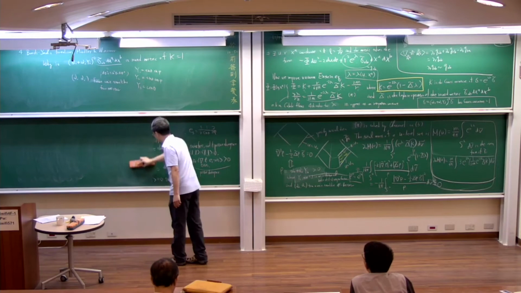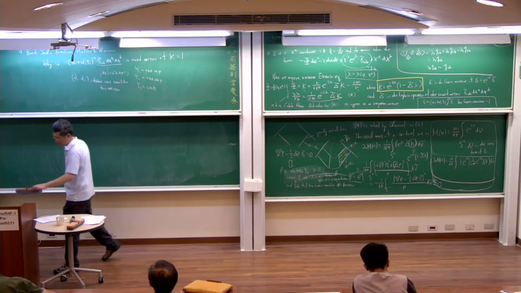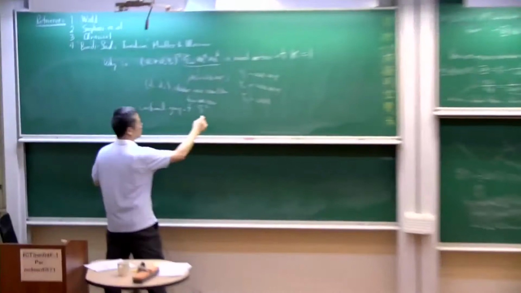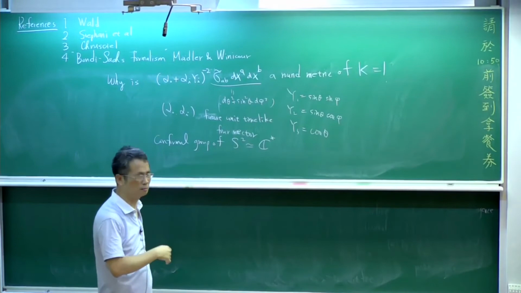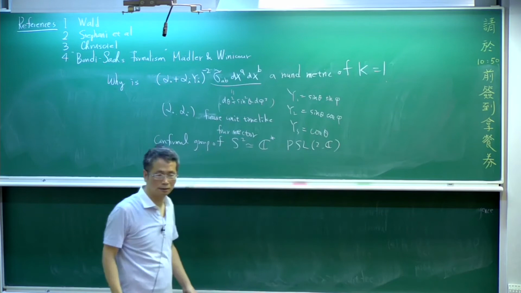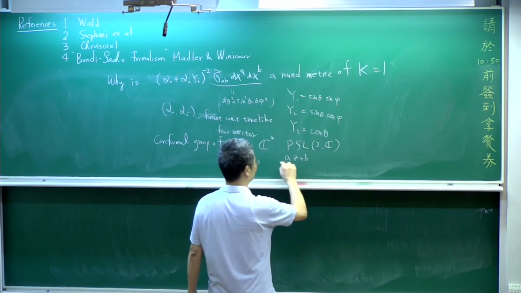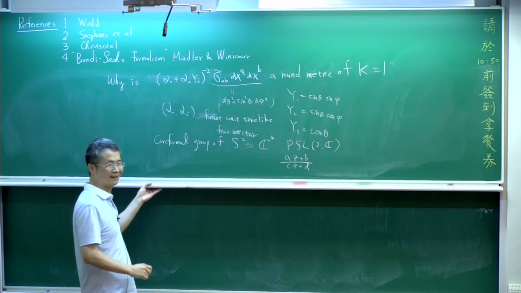There are different ways to explain this. You can use conformal geometry. The conformal group of S2 is actually the same as PSL(2,C) acting on the complex plane, z goes to (az+b)/(cz+d). What is that called in complex geometry? A Mobius transformation. Yes. This is one way to look at it.